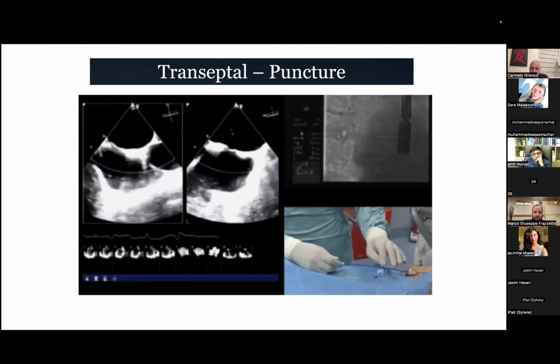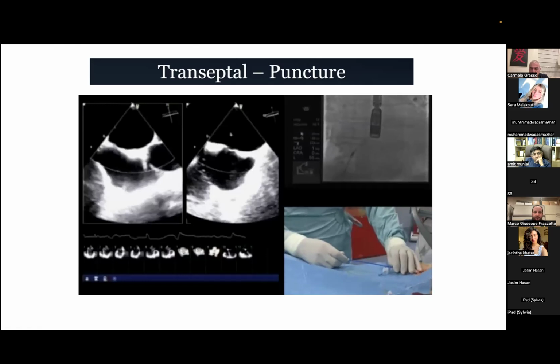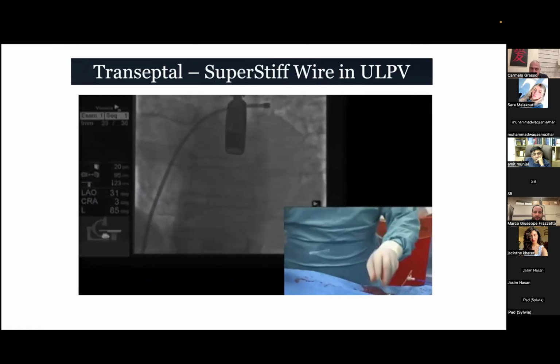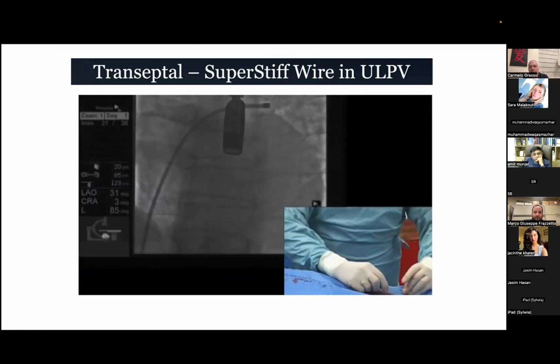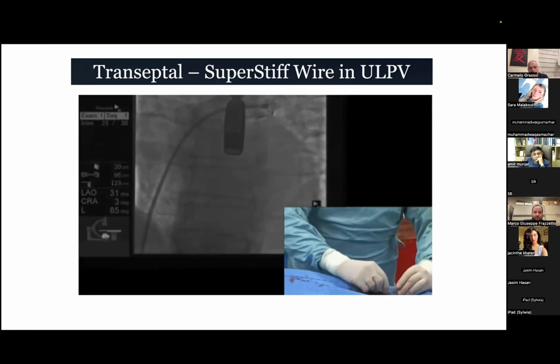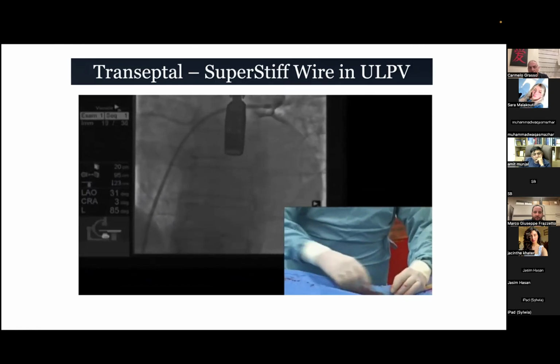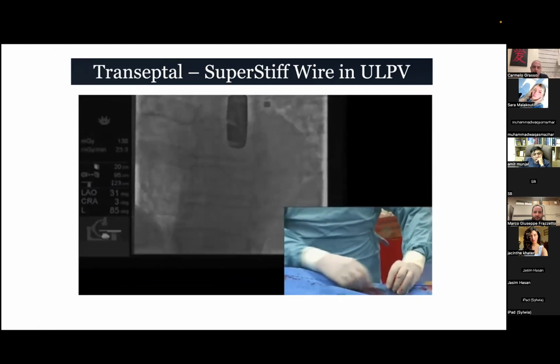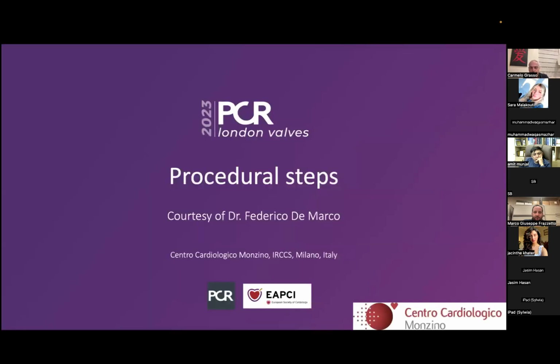When you are ready, you do the puncture, so you push the needle and advance the catheter in the left atrium. And then at the end, I always do an angio in the upper left pulmonary vein, and I put a super stiff wire that will help us to bring our guiding catheter.